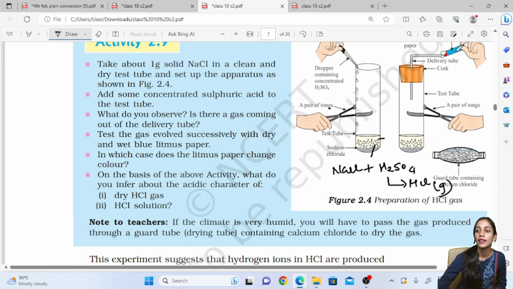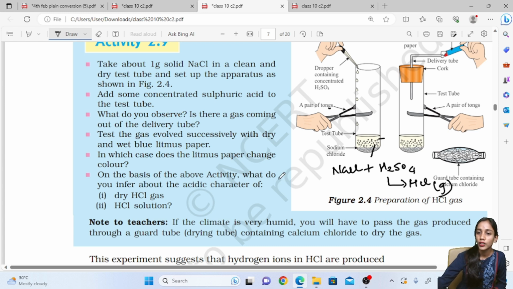So the litmus paper which was used over here was blue litmus paper, as an indicator. Now in case of acids, the blue litmus paper would turn to red. So the gas was passed through a delivery tube and here it was tested.